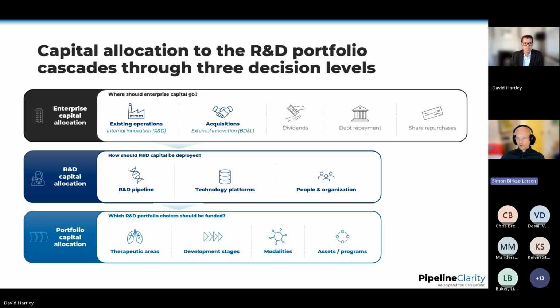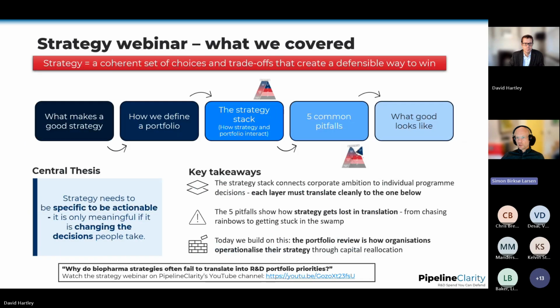So I will not spend time on this slide. Just a reminder that last time we covered what makes a good strategy. I'll just leave the link here for you to check if you want to have a look at. We did cover this triangle or pyramid last time, which we call our strategy stack.